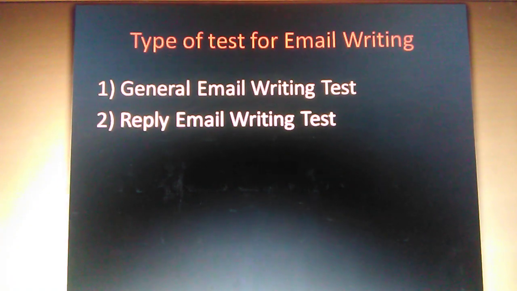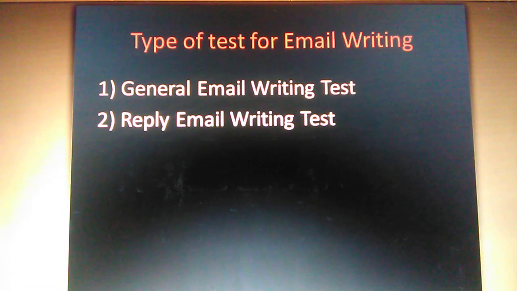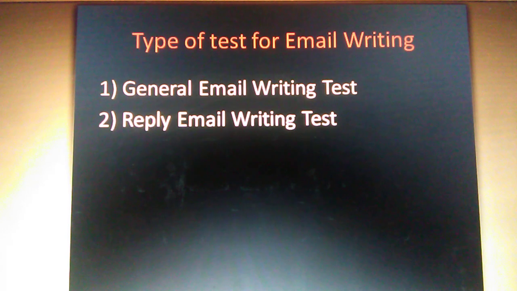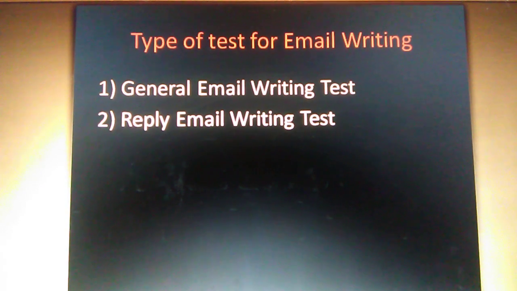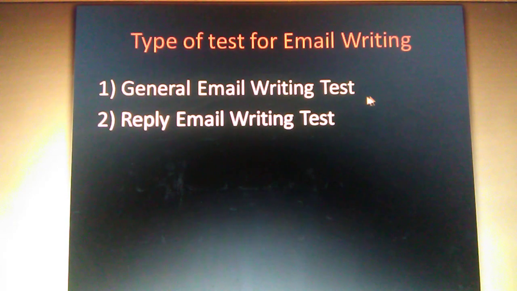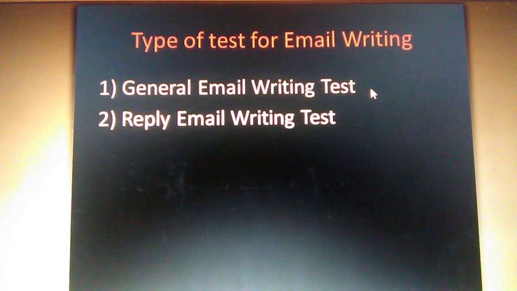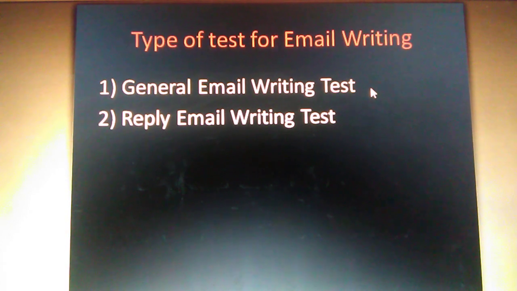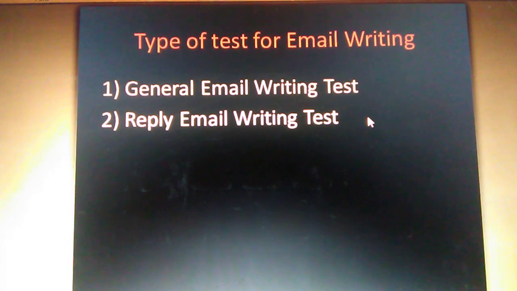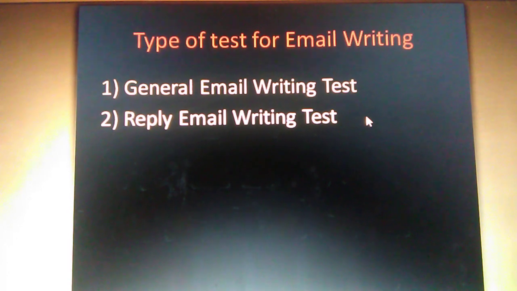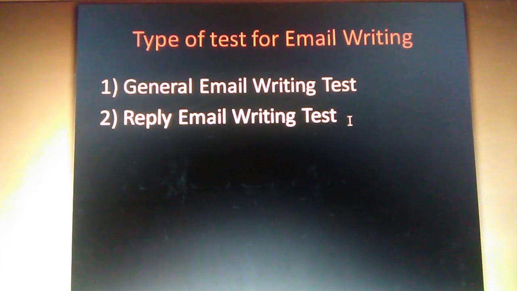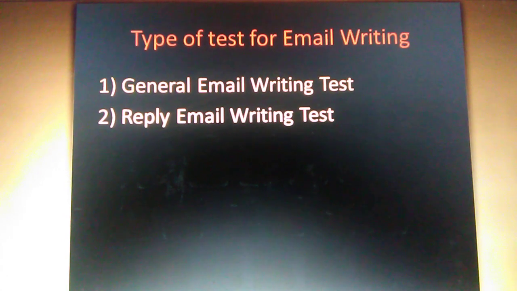Next, how many types of test for email writing you may get in the exam: general email writing test and reply email writing test. In the general email writing test, there will be a question asking you to write an email mentioning a topic. And the reply email writing test means that in the exam question there will be an email, and reading that email you have to write a reply.